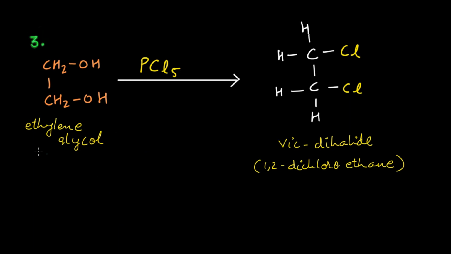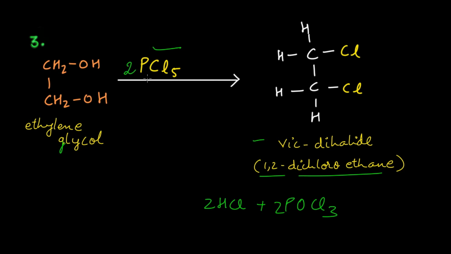The third reaction is when ethylene glycol is treated with PCl5, you get VIC dihalide, or 1,2-dichloroethane. The byproduct that you are going to get is 2HCl plus POCl3. So it simply means that there is one molecule of PCl5, and 2HCl will be removed.